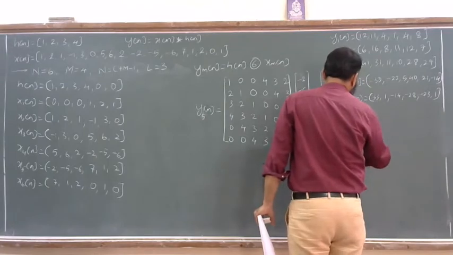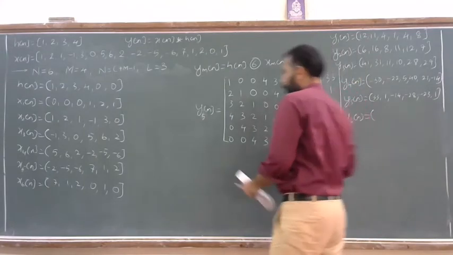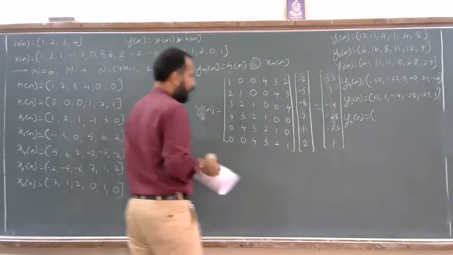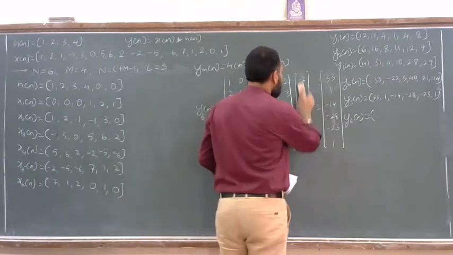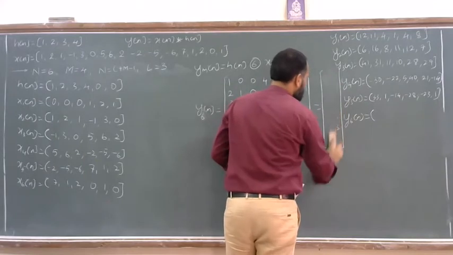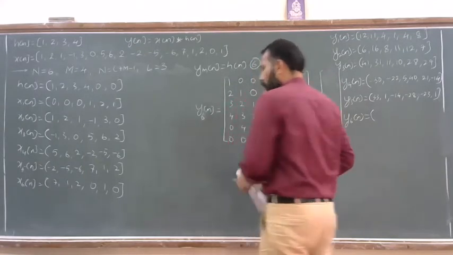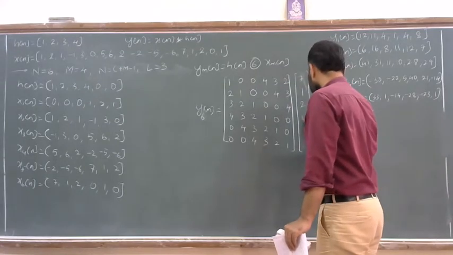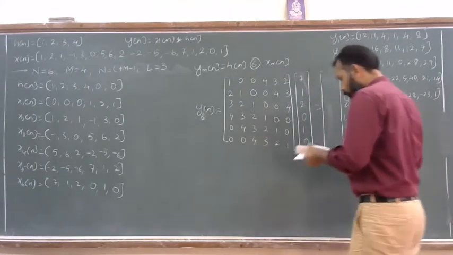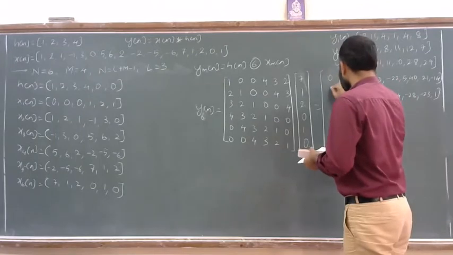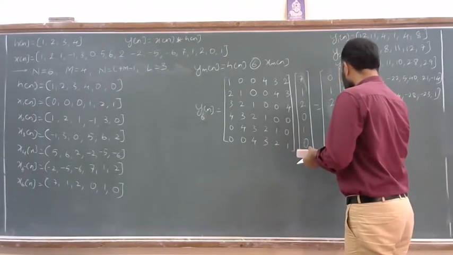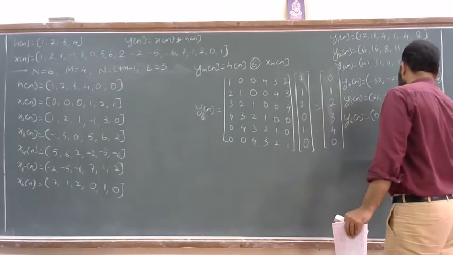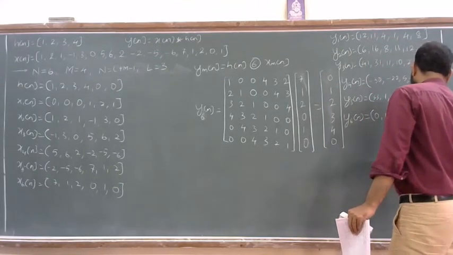Likewise, for the last segment, y6, the segment is 7, 1, 2, 0, 1, 0. And for this, the output will be 0, 1, 2, 3, 4, 0, 0, 1, 2, 3, 4, and 0.